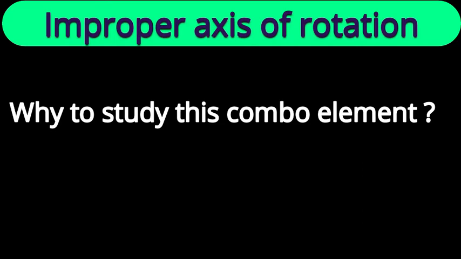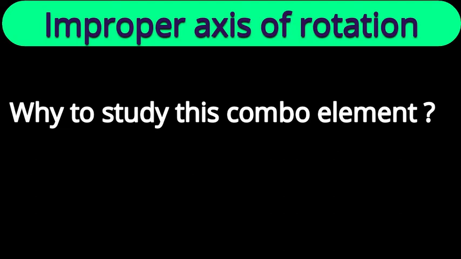Students, now we are going to study one of the very important, interesting elements of symmetry and the actions or operations possible through or around it. That element is called the improper axis of rotation. An operation that we can perform is rotoreflection.